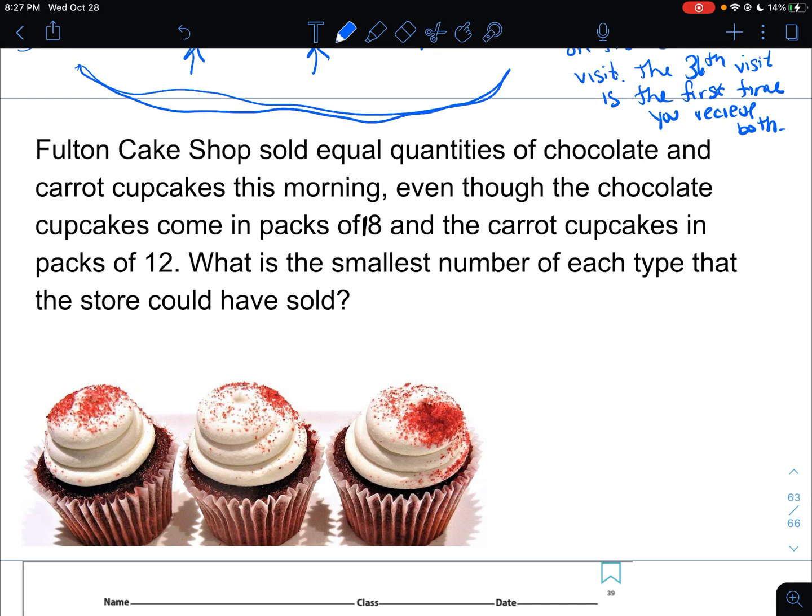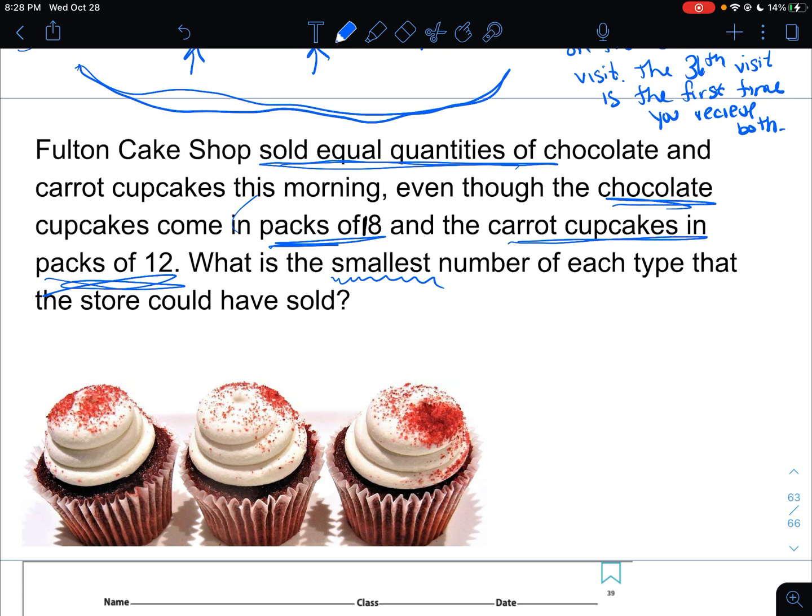So in this situation, the Fulton Cake Shop sold equal quantities of chocolate and carrot cupcakes this morning, even though the chocolate cupcakes come in packs of 18. So chocolate is packs of 18, and carrot cupcakes come in packs of 12. So even though they came in different numbered packs, they sold equal quantities of the cupcakes. And they want to know what is the smallest number of each type that the store could have sold.